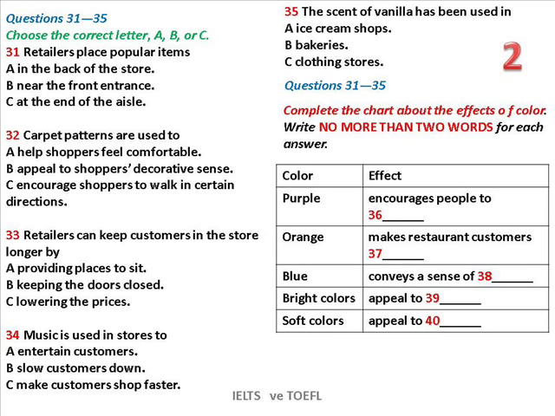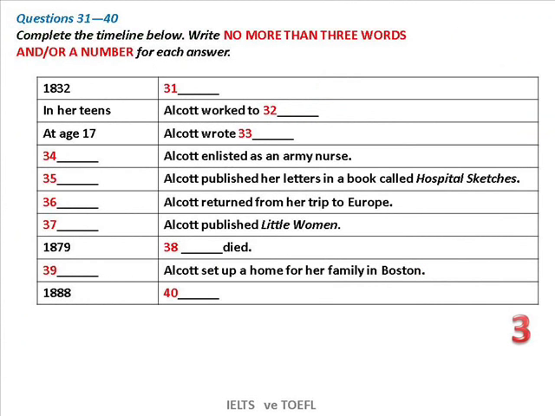That is the end of Section 4. You now have half a minute to check your answers. Section 4. You will hear a professor give a lecture on Louisa May Alcott. First, you have some time to look at the questions 31 to 40 on page 87. Now listen carefully and complete the timeline in questions 31 to 40.